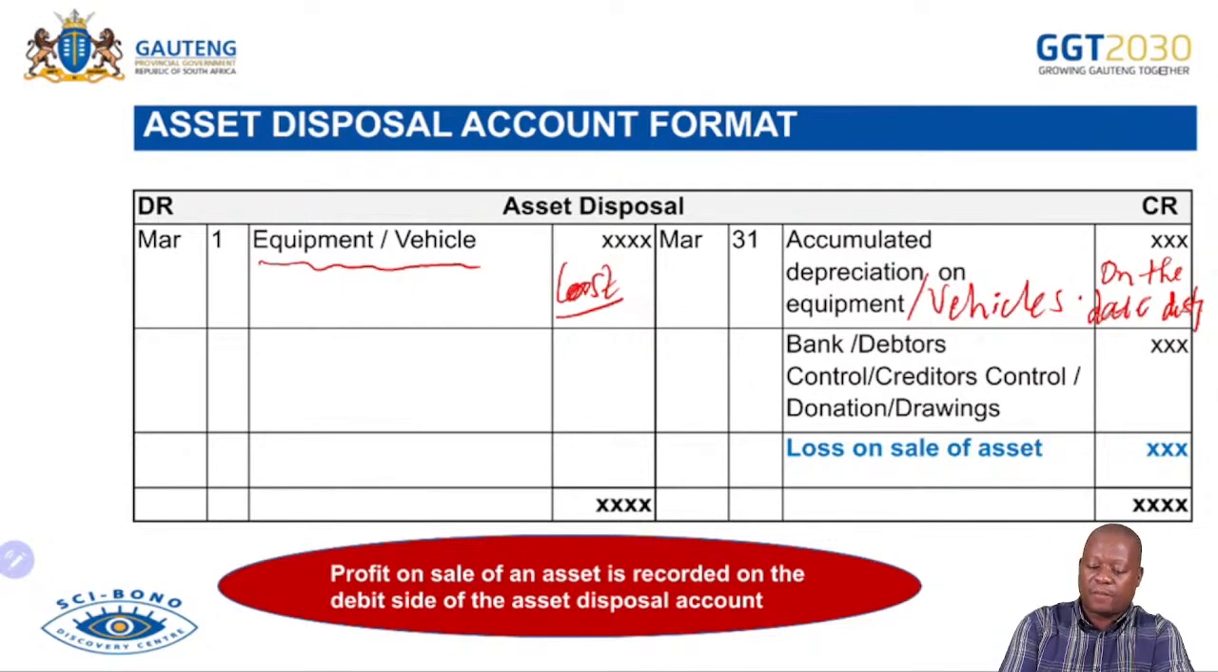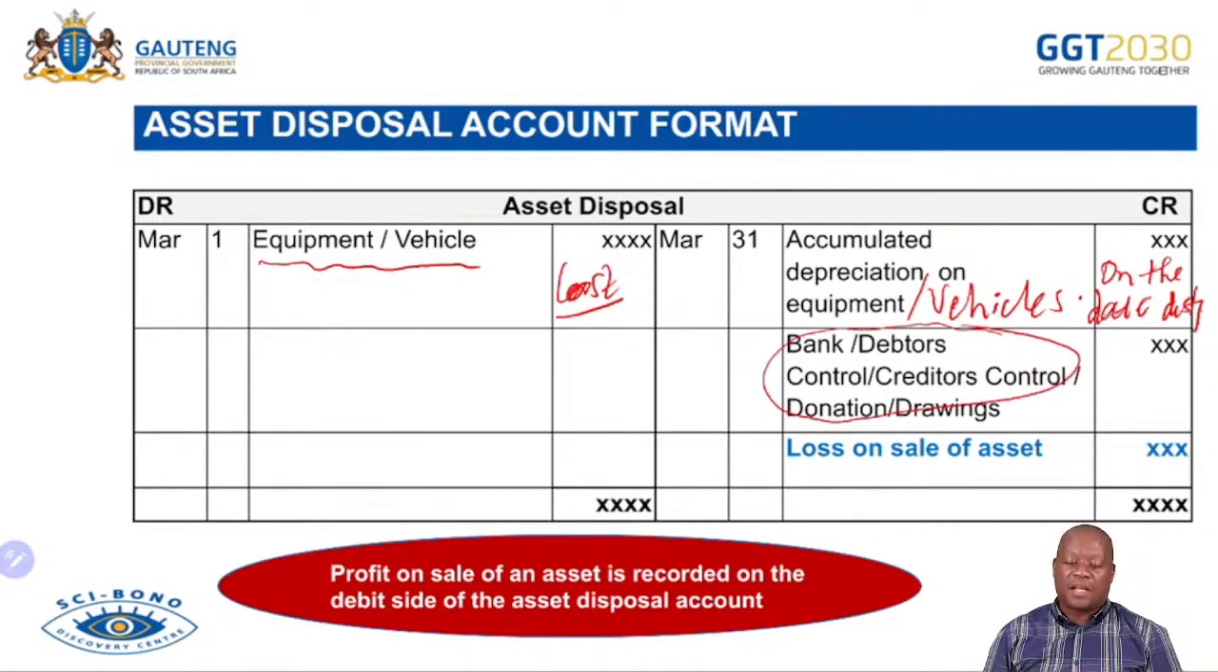And then here we indicate how we are disposing of the asset, still on your credit side. If you are selling it for cash, bank. Selling it on credit, debtors control. If you are exchanging it, then creditors control. If you are donating, donation. If you are giving it over to the owner, then drawings.